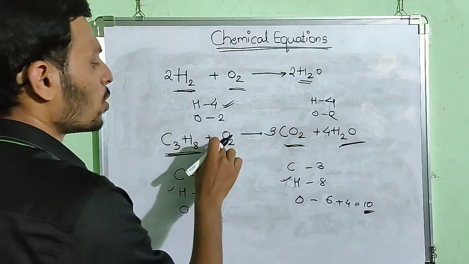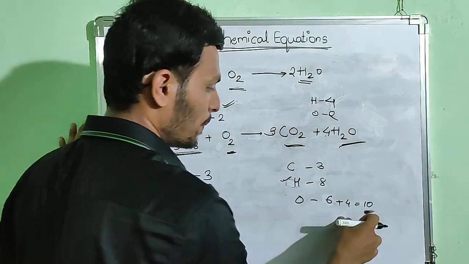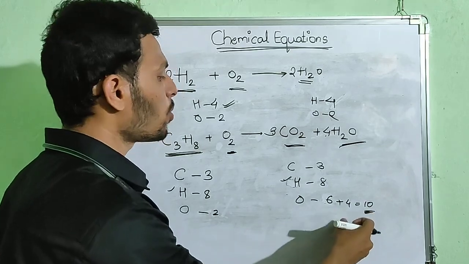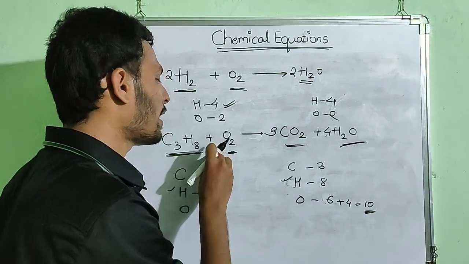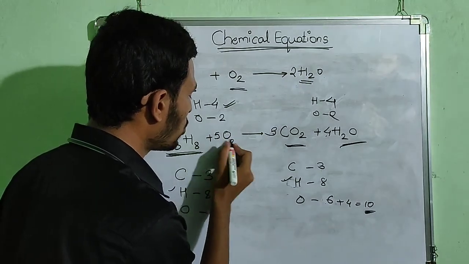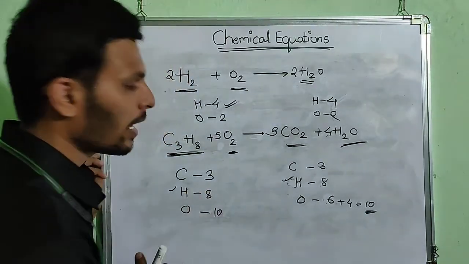But here I have only two oxygen atoms. So I cannot reduce here. I cannot reduce any atom or molecule here. So what I'll do is on the reactant side, I'll multiply with 5. 5 2s are 10. So I'll remain with 10.